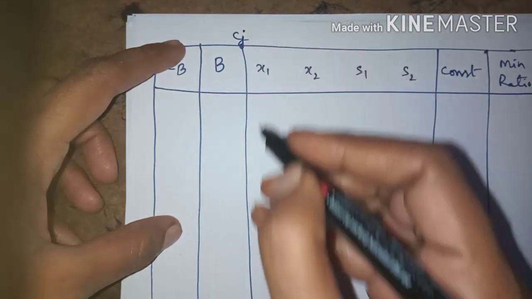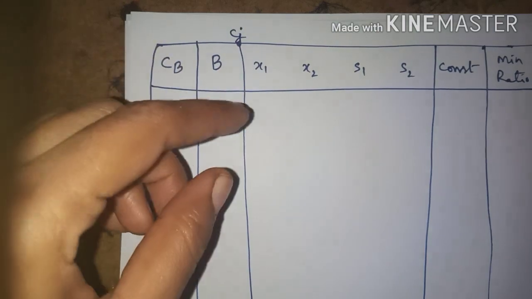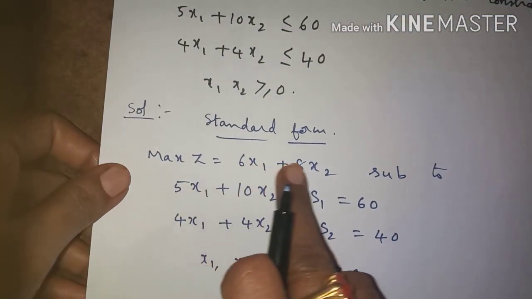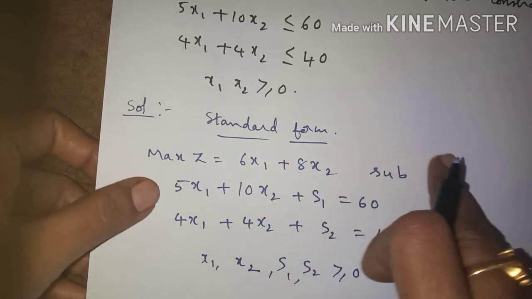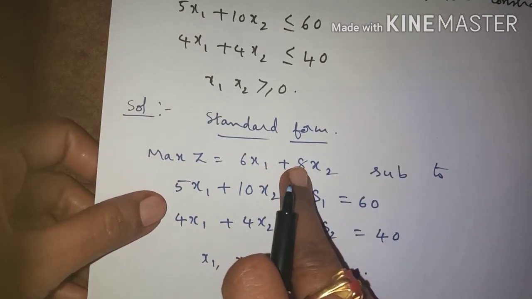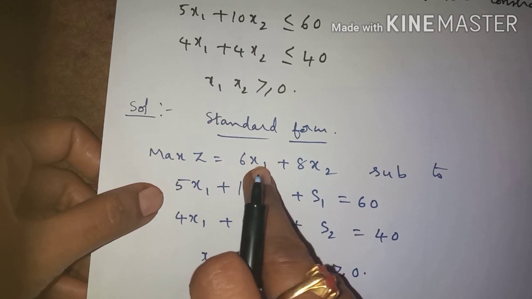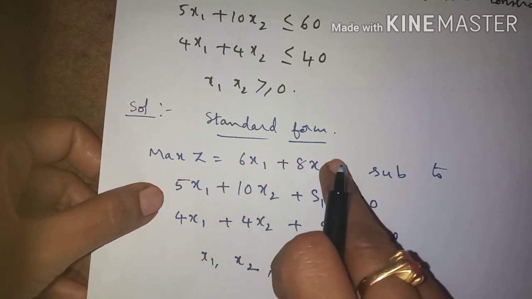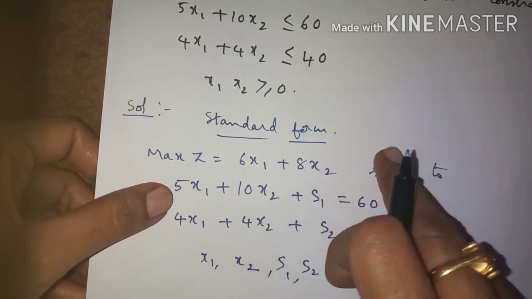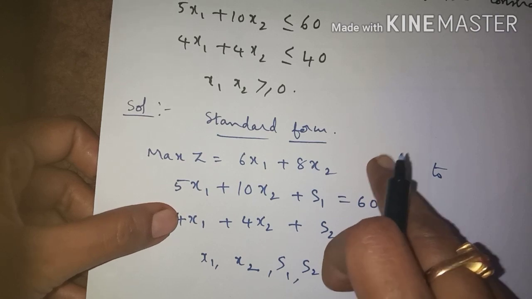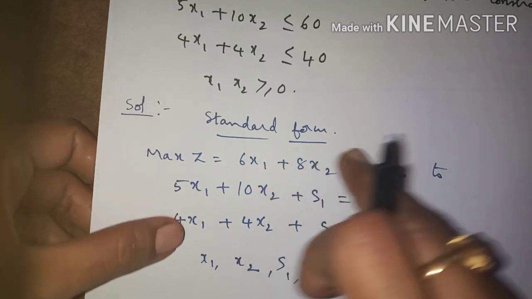Write down here as CJ. CJ means what we should write in the maximization Z. Whatever the coefficients of x1, x2, s1, s2 is there, that one we should write. Max Z is equal to how much there? Coefficient of x1 is 6. Coefficient of x2 is 8. Any coefficient of s1 is there? There is no s1. There is no s2 in the objective function.